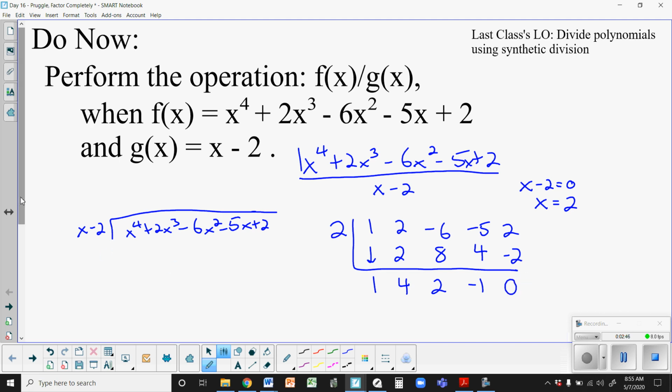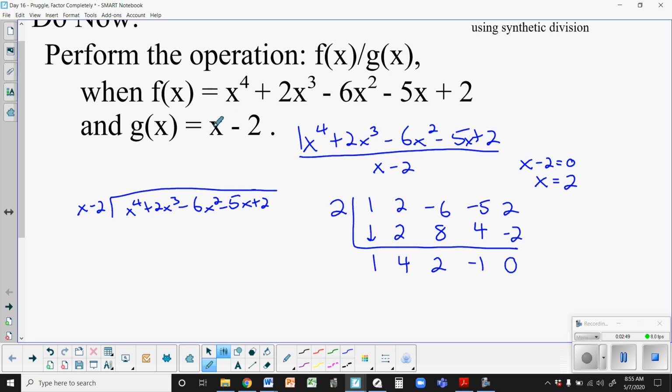What that means is that this function divided evenly into this one. So we're left with, since it's x to the fourth divided by x, this will be x to the third. This will be plus 4x squared plus 2x minus 1. And notice that the remainder is 0, so it's really plus 0 over x minus 2, which we just don't write. So then this one divides evenly. So this would be what f of x divided by g of x equals.